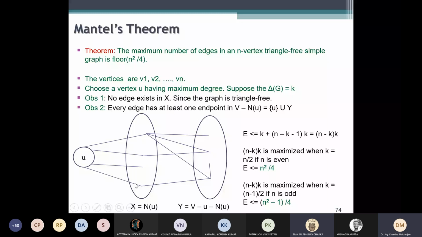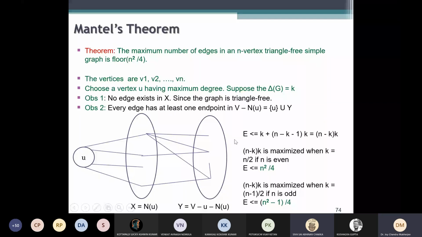Now, every edge in this graph has at least one end point in V minus NU. I want to see a property of all the edges in this graph: every edge in this graph has one end point in V minus NU. Okay, let's take an example. Suppose I take this edge. One end point of this edge is in NU, but the other end point is U itself. So that means again V minus NU.